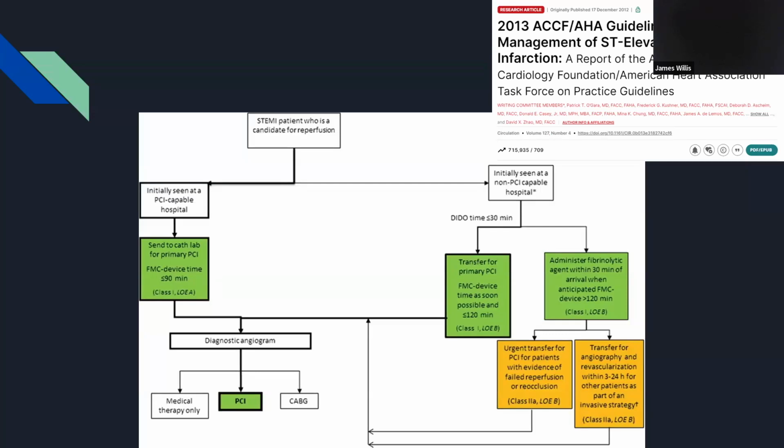FMC means first medical contact. So it's not when the patient walks into the hospital. It might be when EMS sees the patient. And so the standard of care is getting them to a PCI capable facility in less than 120 minutes. But if you're concerned about being able to do that, then you should give a fibrinolytic agent within 30 minutes of arrival when you anticipate that it's going to take longer than that, and then transfer them out.